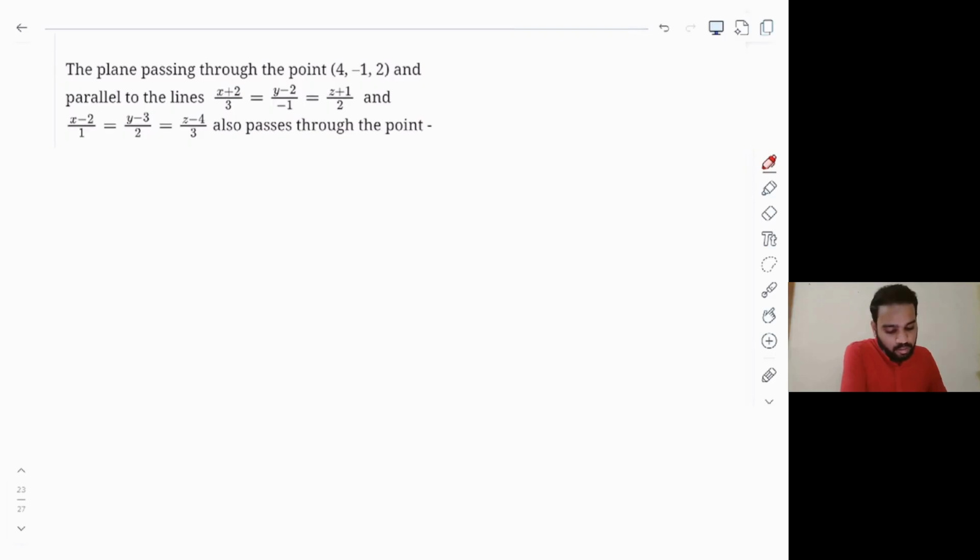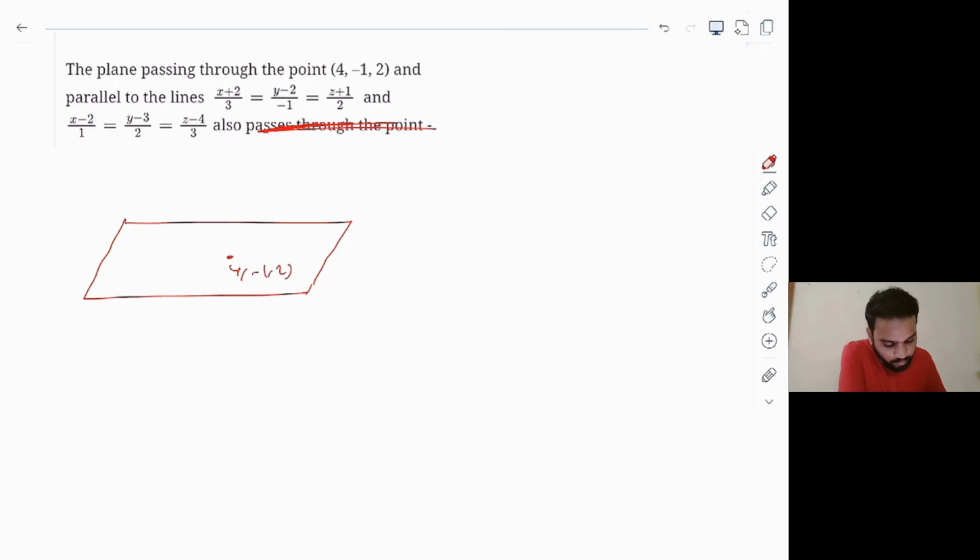A plane is passing through the point 4, minus 1, 2 and also parallel to the straight lines, and also passes through the point. Actually this was a previous Mains question and in the options points were given. So what we'll do is we'll try to find out the plane equation. So what is the question here? A plane is passing through a given point, that is 4 comma minus 1 comma 2, and it is parallel to two given lines like this.